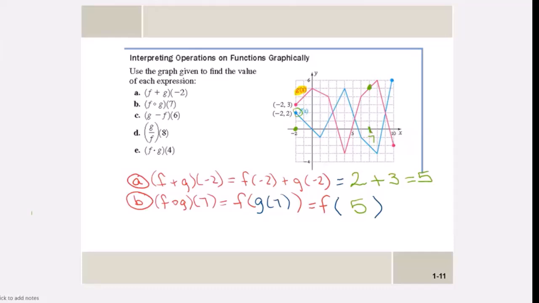Now I go here, and I want to know what is f of 5. So I look at 5, which is right here, and I want to know what f of 5 is. F is blue, so I go up to my blue graph, and there's my point. I read it, and it is 2. So f of 5 equals 2, and f composed with g of 7 equals 2.